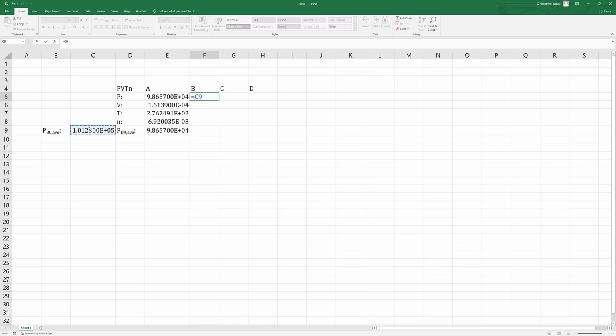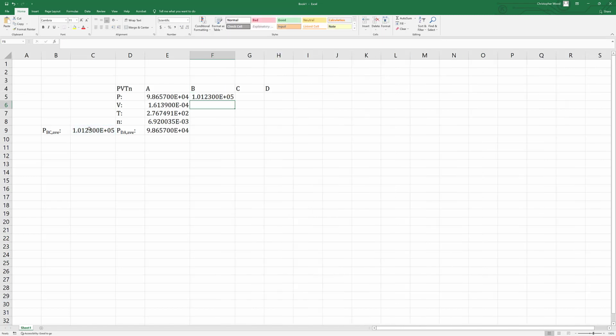Enter. The volume at state B, again, was measured with a rotary motion sensor and was computed to be 1.5413 E minus 4 cubic meters. The temperature at state B is the same as the temperature at state A. So you can just do equals, click.